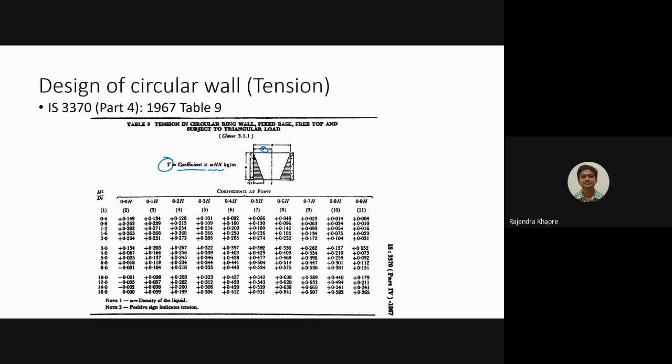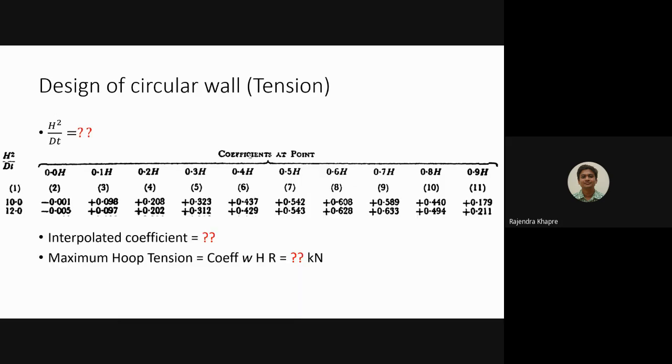You have already defined the dimensions of the tank, so you know the value of height, diameter, and thickness. Using these three values, you have to find the h square by dt value, and correspondingly you have to take the rho. So what is your h square by dt value?